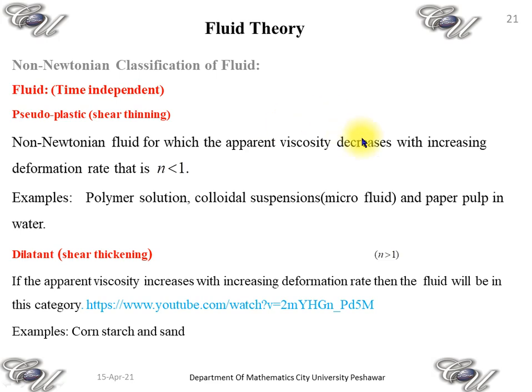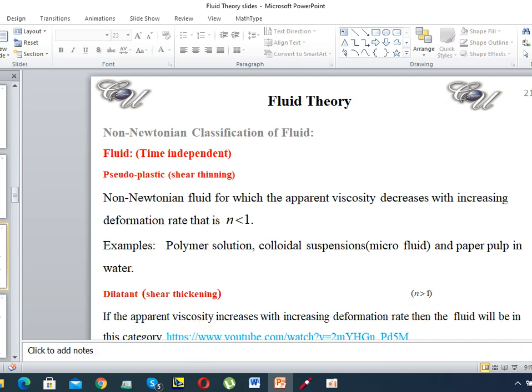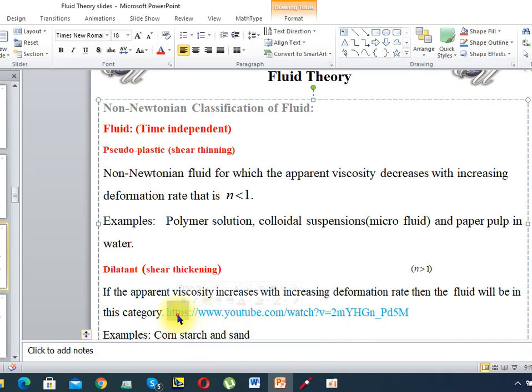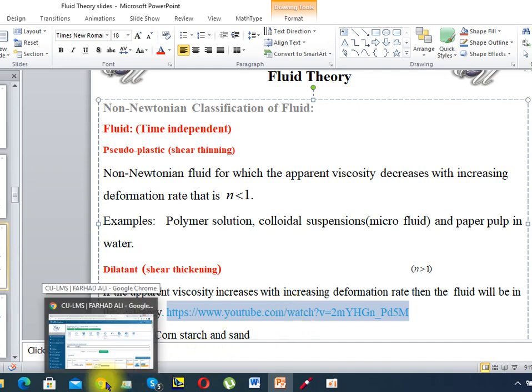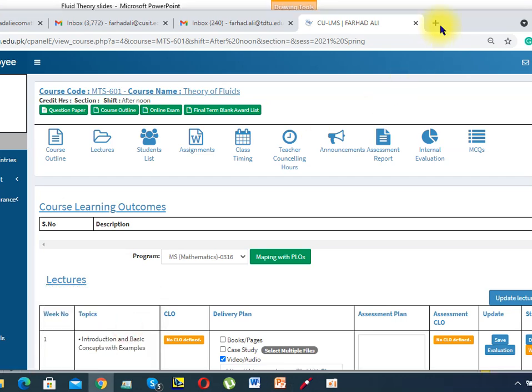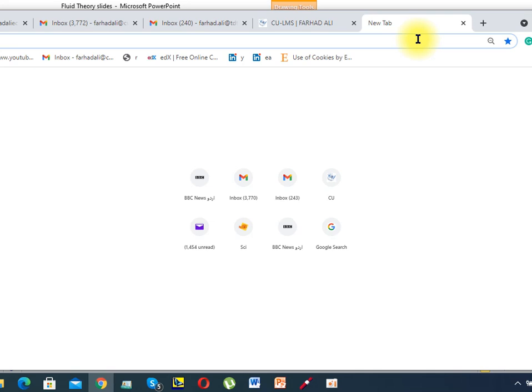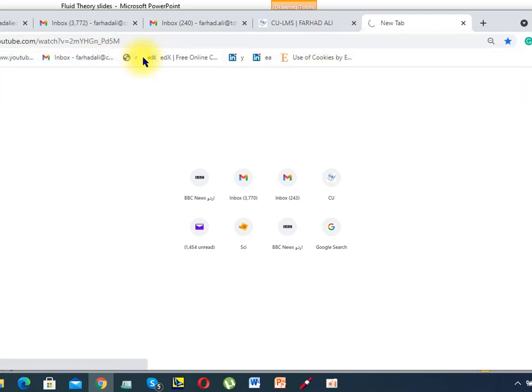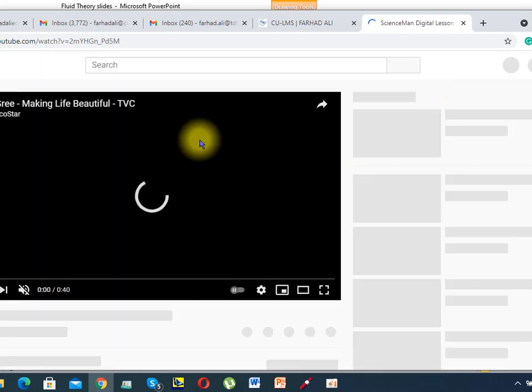If you look at this, maybe you can see this in detail at home. You just look at this video. I have already provided this in your CLMS also, and it is also given in your slides.